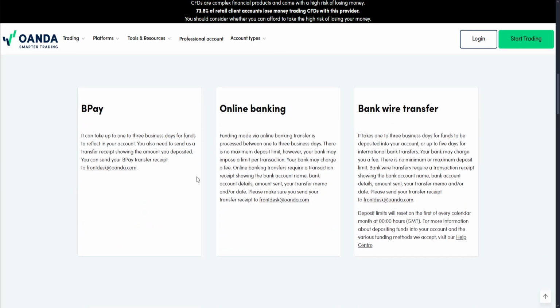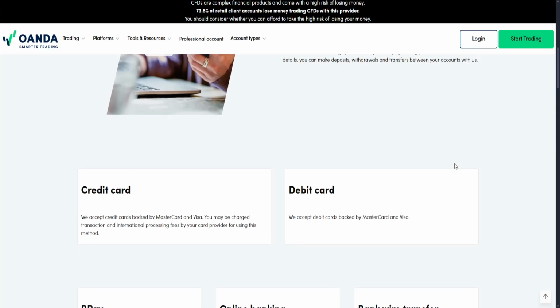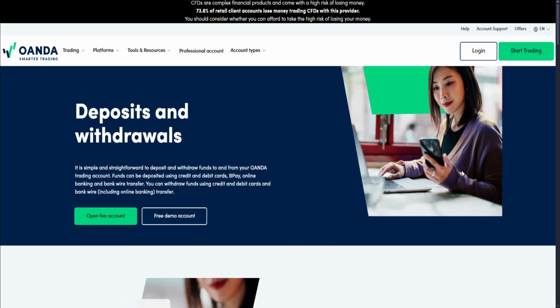And for the BPay, it can take up to 1 to 3 business days for the funds to reflect on your account. And for online banking, the funding made via online bank transfer is processed between 1 to 3 business days. And for the bank wire transfer, it also takes 1 to 3 business days for the funds to be deposited into your account, and up to 5 days for international bank transfers. But overall, that's how you can deposit money on Oanda.